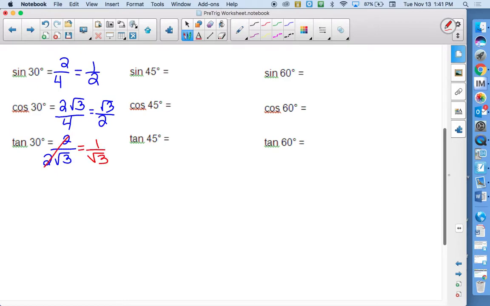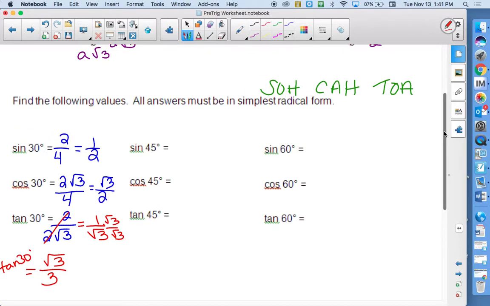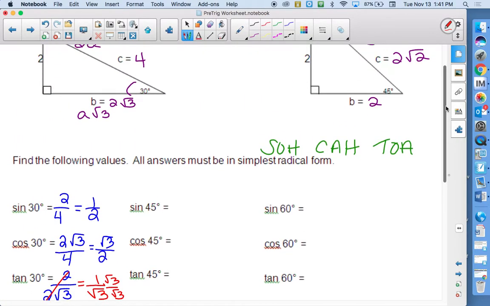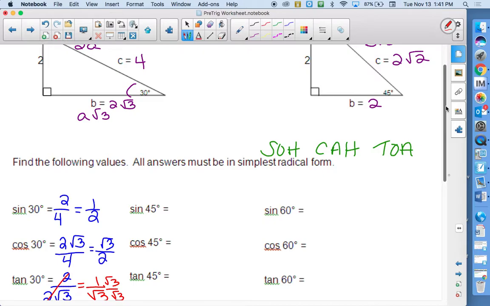Okay, so the 2's cancel. You get 1 over the square root of 3. And you then have to multiply by the square root of 3, so it would be the square root of 3 over 3. Nice job. So that would be the tangent of 30 degrees. Any questions on those? So just working through the other ones then, 45 degrees means make sure you're using the opposite triangle, the one on the right side. So we have the sine, opposite over hypotenuse, 2 square root 2.